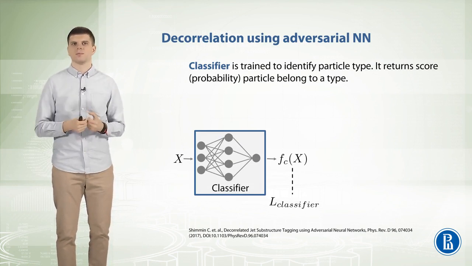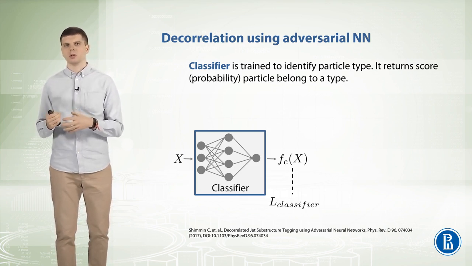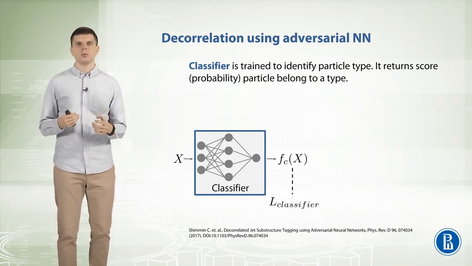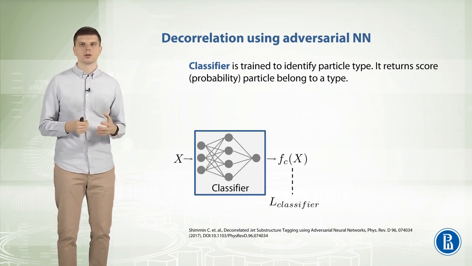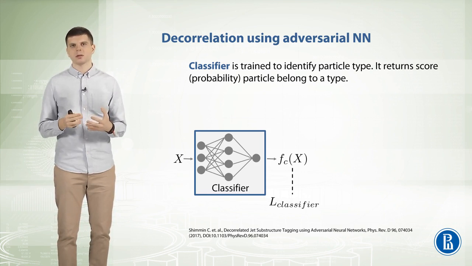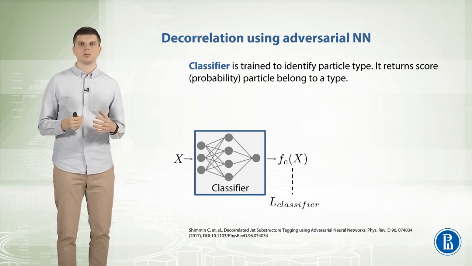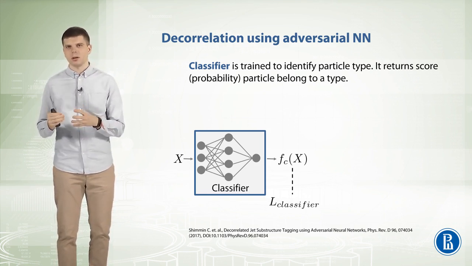Now, let's consider a method which allows us to train a neural network with flat signal efficiency without any special modifications of its loss function. This method is called decorrelation using adversarial neural network. The network in this approach consists of two parts.